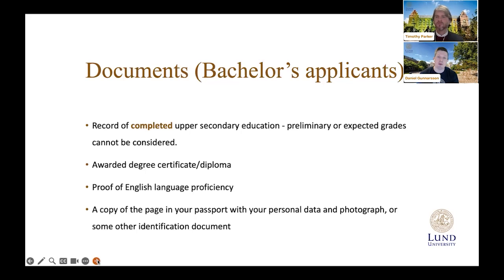We need to see proof of English proficiency, which could be an English language test, or in some cases, if you have studied in an English-speaking country, you could potentially be exempt from this requirement, but it's all listed on universityadmissions.se. We also need to see a copy of the page in your passport with your personal data and a photograph or some other type of national identification document. We just need to know who you are.